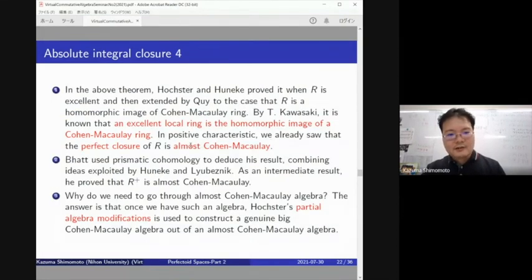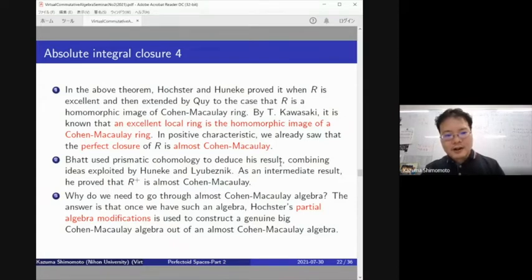Actually, Hochster and Hünecke proved this when R is excellent, and it was then extended by Kui to the case that R is a homomorphic image of a Cohen-Macaulay ring. By Kawasaki, it is known that an excellent local ring is a homomorphic image of a Cohen-Macaulay ring. So I think in characteristic p, this result by Kui is the best result, as far as I know.